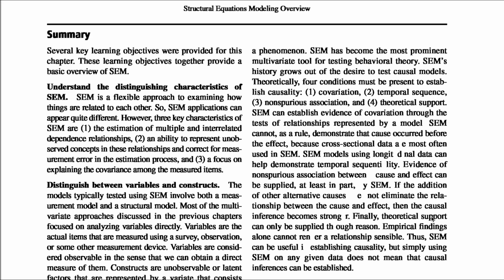Structural equation modeling is a flexible approach to examine how things are related to each other. So, structural equation modeling applications can appear quite different. However, three key characteristics of structural equation modeling are: first, the estimation of multiple and interrelated dependence relationships; second, an ability to represent unobserved concepts in these relationships and correct for measurement error in the estimation process; and third, a focus on explaining the covariance among the measurement items.